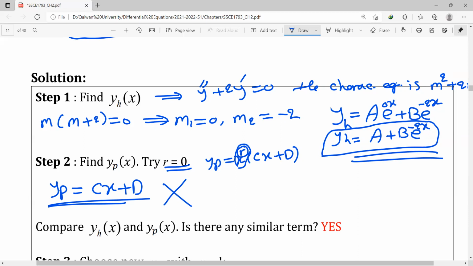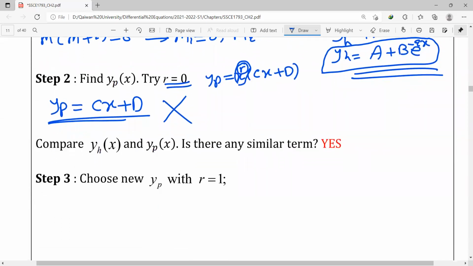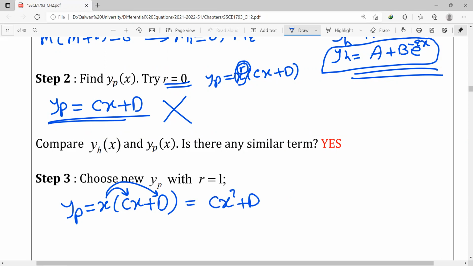What we do, we are going to give 1 to r. If r to be 1, what we say? yp equals x times cx plus d. Now we multiply this into the brackets. We get cx squared plus dx.